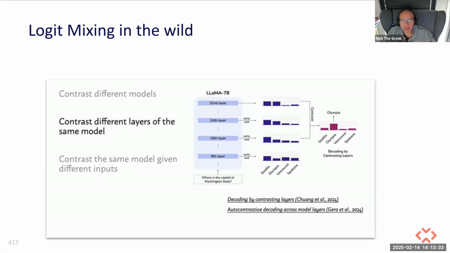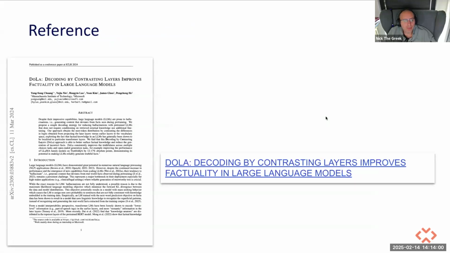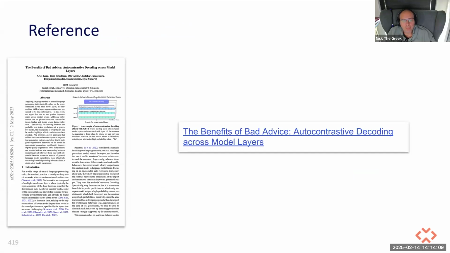Okay, let's go and see some other examples. Here they're taking "where is the capital of Washington State," and they're basically taking the 32nd layer of Llama 7 billion and the 16th layer. Although you could see that Olympia wasn't very different from Seattle, now, when you do the contrastive, it became much higher. And that's another reference on that technique. Same thing here.